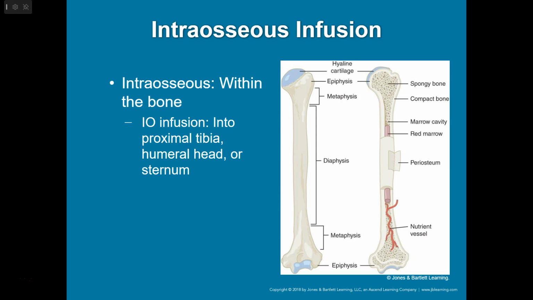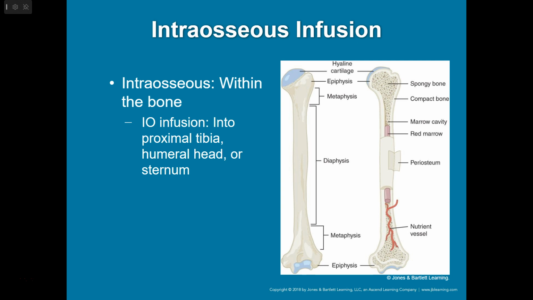All right, an IO. IO is just as effective as an IV. You can give any fluid or drug that you want to give via IV, you can also give IO. With an IO, you're just drilling a hole into the bone, putting a needle into the bone pretty much. Lots of different sites that you can give it: legs, arms, chest.